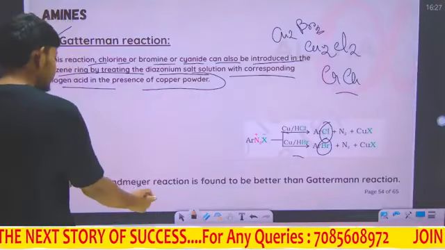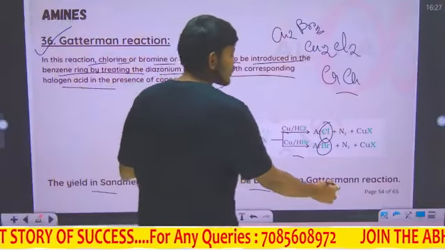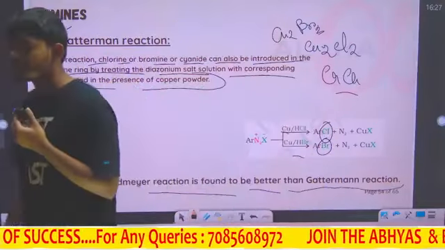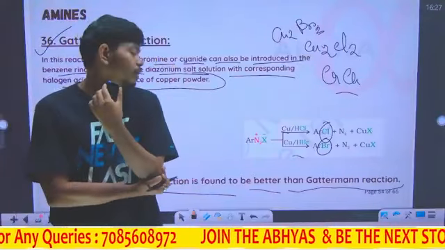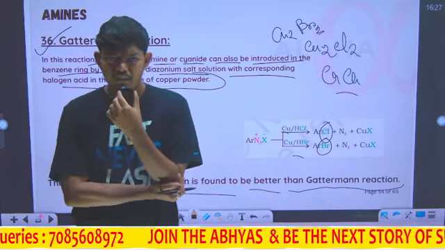The yield in the Sandmeyer reaction is found to be better than in the Gattermann reaction. Though you have to learn both, you have to know the Sandmeyer reaction and the Gattermann reaction as well. But the yield is better in the Sandmeyer reaction.